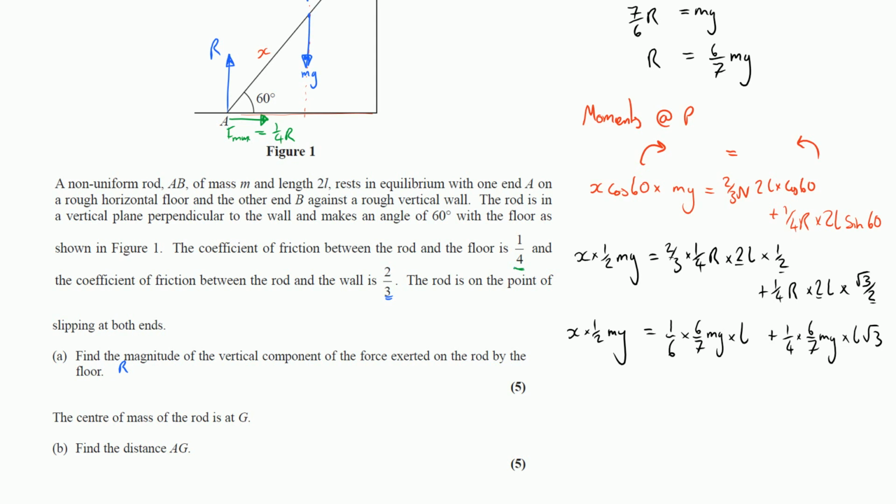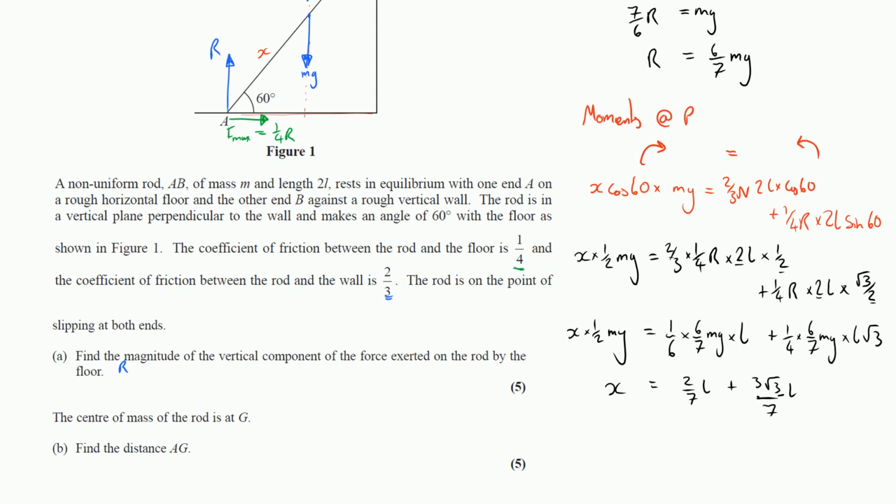I now notice that mg will cancel everywhere, so let's also take this opportunity to multiply by 2. So I'm going to multiply through everything by 2 and also divide by mg to find out that x is going to be equal to 2/7 of l plus, what have we got here, multiplied by 2, this should be 3√3/7. Where's my maths going? 3√3/7 multiplied by l.